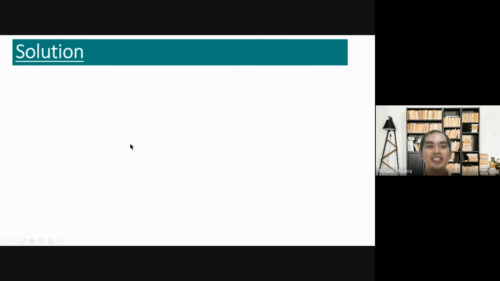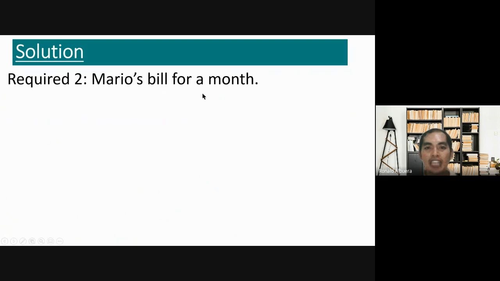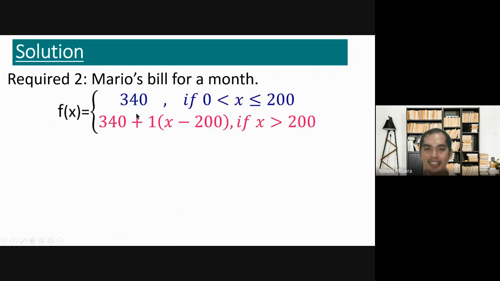Ano yung step 3? You're going to solve. What is the second requirement? Yung charge kay Mario at the end of the month. Sabi doon, kung gumastos siya or nakakonsumo siya ng 450 messages, magkano ang babayaran niya? Okay? So therefore, itong kulay pink ang kukunin natin na equation and condition.